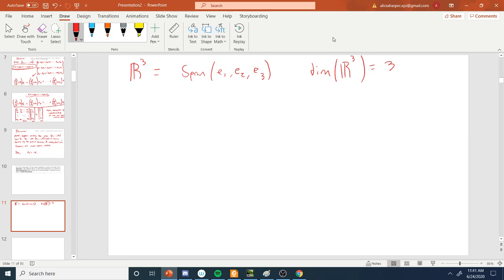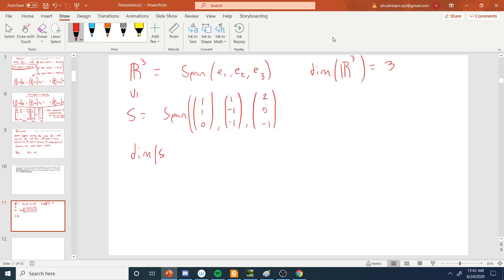Now let's look at a subset of R3. Namely, let's look at the subset S, which will be the span of (1, 2, 0), (1, -1, -1), and (2, 0, -1). And so this is a subset of R3, and the question is, what is the dimension of S?